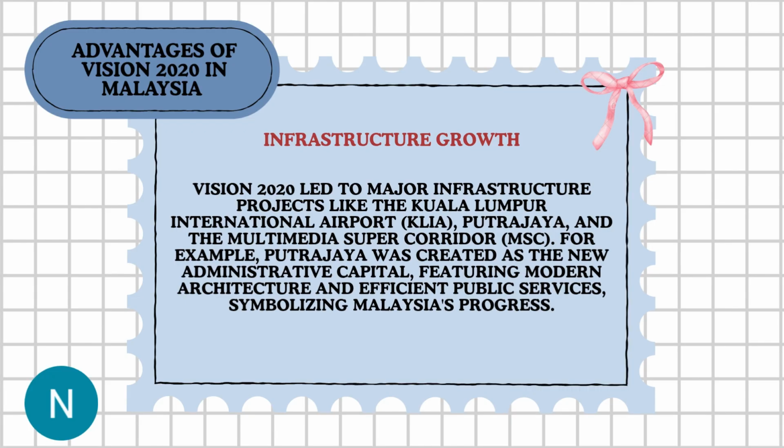We also have Putrajaya, which is now the new government city. It has modern buildings and helps the government work better. Another big project was the Multimedia Super Corridor, which helped bring in new technology and companies. All of these things show that Malaysia was moving forward and becoming more modern. So in short, Vision 2020 helped our country grow by building better places and services for everyone.